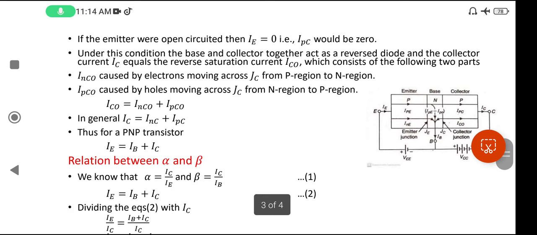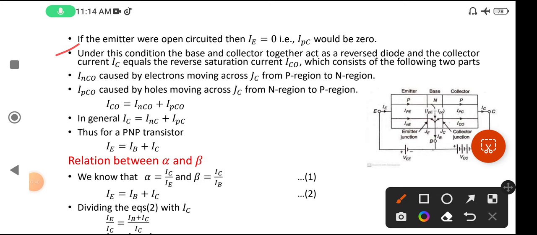If the emitter were open, meaning we are not giving any voltage, then the emitter current cannot flow and IPC would be 0. That means the current entering from base to collector, IPC, is zero. Under this condition, the base and collector together act as a reverse biased diode, and the collector current IC equals the reverse saturation current ICO.